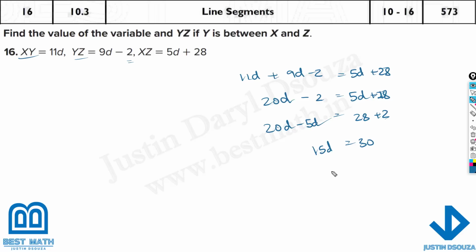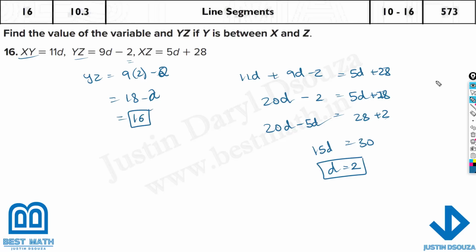So divide both the sides by 15, we will have d is equal to 2. 15 times 2 is 30. And it's not over, we have to substitute it back in this equation. What is yz? 9 times 2 minus 6. 9 times 2 is 18. Sorry, it's not 6, it's minus 2. My bad. It's 2 here. So 18 minus 2 is 16. So that is the answer.